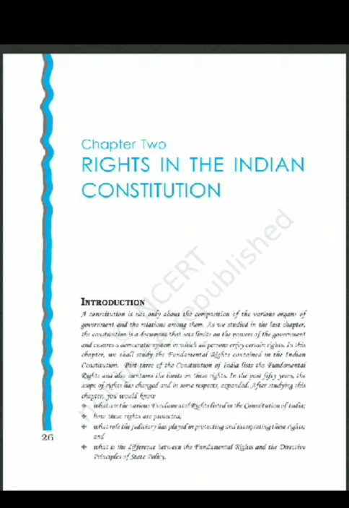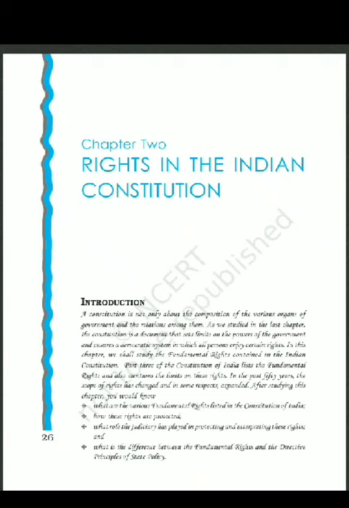So there are limits on these rights, and moreover in the past 50 years the scope of rights has changed. Some rights have been expanded, or in some rights there have been certain amendments, or some things have been omitted or deleted. After studying the chapter, you will be able to know what the various fundamental rights listed in the Constitution of India are.